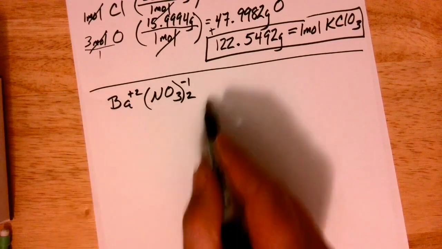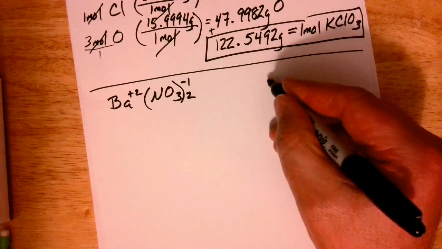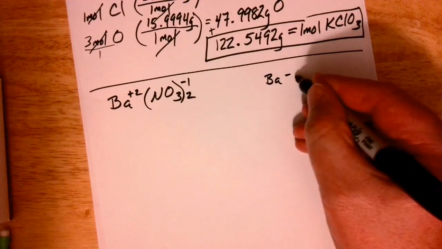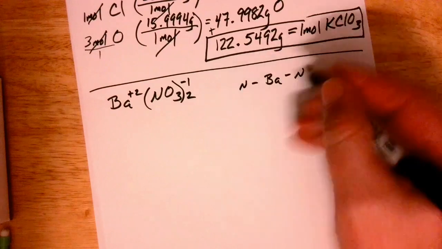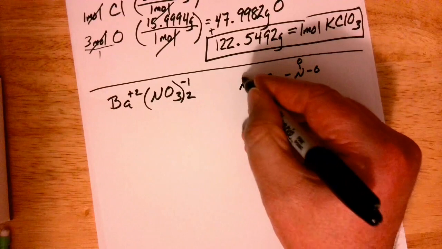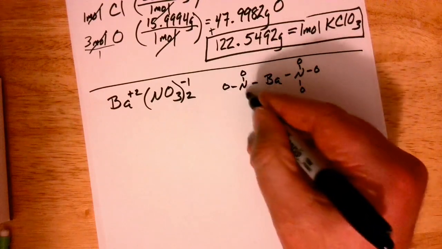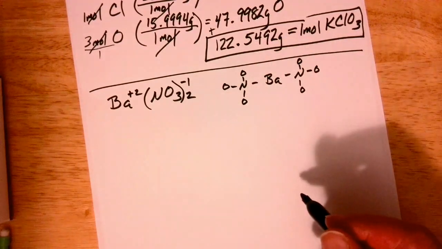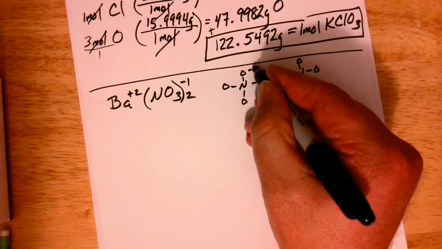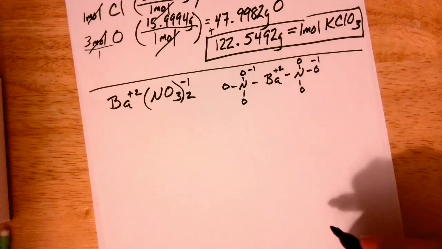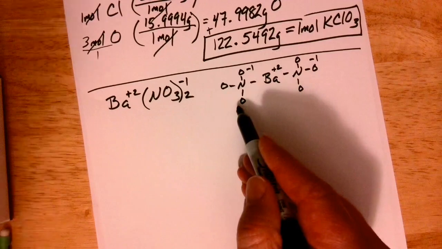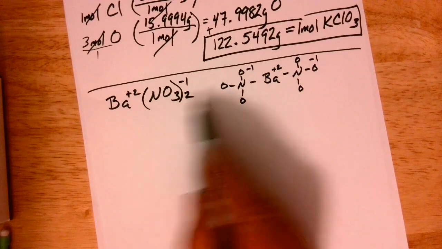So if I have 1 mole of barium nitrate, let me try to draw this out here. Barium nitrate kind of looks like this. You have a barium, it's attached to 2 nitrogens, and each one of those nitrogens has 3 oxygens attached to it. Here's my barium with a positive 2, and I have a nitrate, negative 1, and this one also has a negative 1. So here's my NO3, and here's my other NO3. So I have 2 groups of NO3.